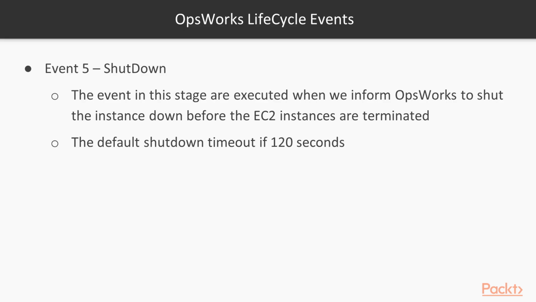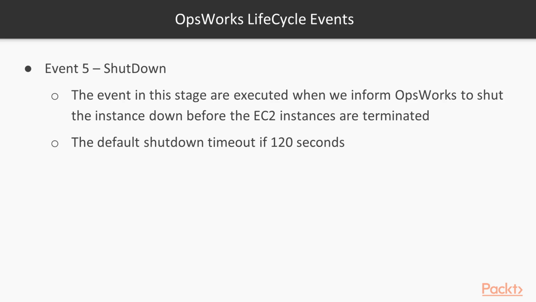And the last stage of the lifecycle event of OpsWorks is the shutdown stage. Now the events in this stage, whatever cookbook recipe that you write within this stage, are basically executed when we inform OpsWorks to shut the instance down before the EC2 instance is terminated. Very important to understand. So before the EC2 instance is terminated, when it is shutting down, you might want to do various things. If your EC2 instance is registered with, let's assume, anti-malware software, you might want to deregister that instance with that central server. All of those things you can do with the help of the shutdown stage.